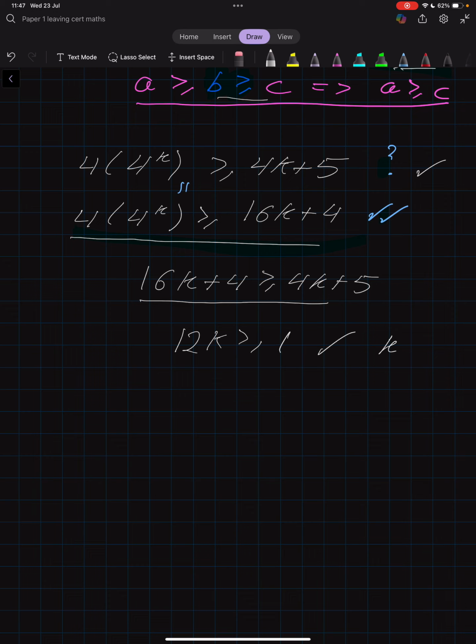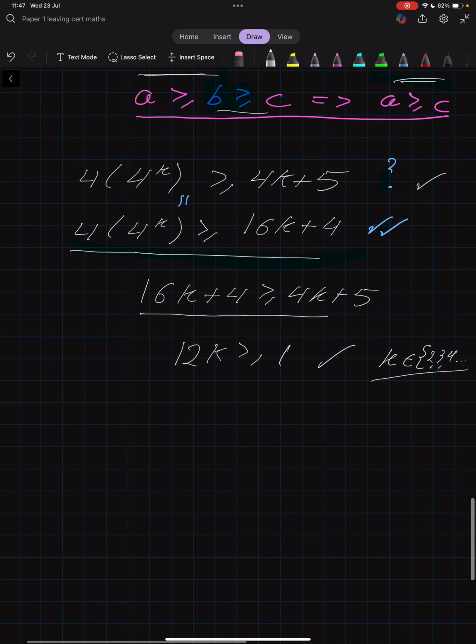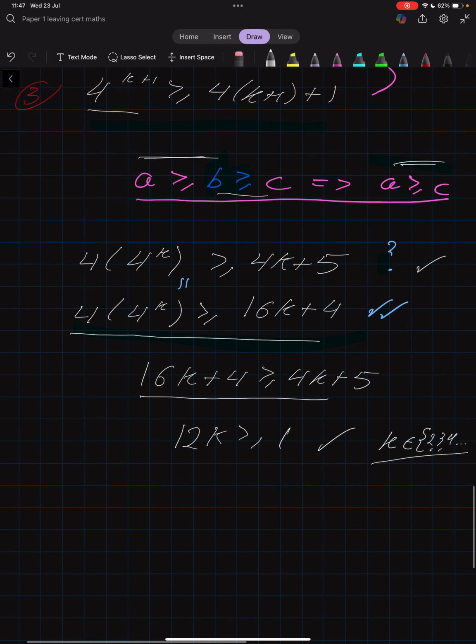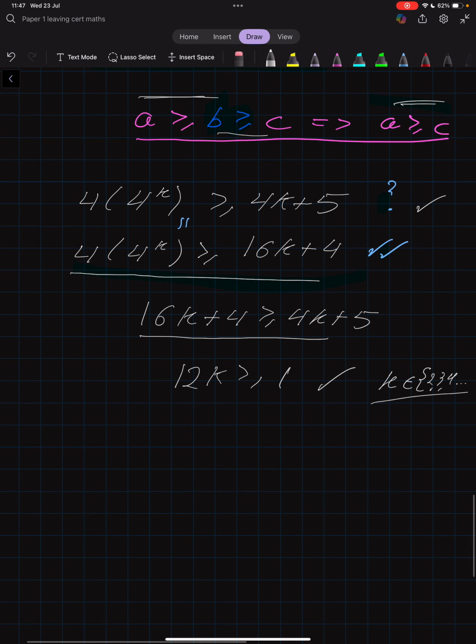Why? Because k is an element of 2, 3, 4, and so on. So k is the same thing as n, basically. So k can be 2, 3, 4, 5, on and on. So again, if I plug in 2, 3, 4, 5, I'm always going to be bigger than 1. Okay? All right. And then that's it. You've proved it. There's nothing else to do. Okay?